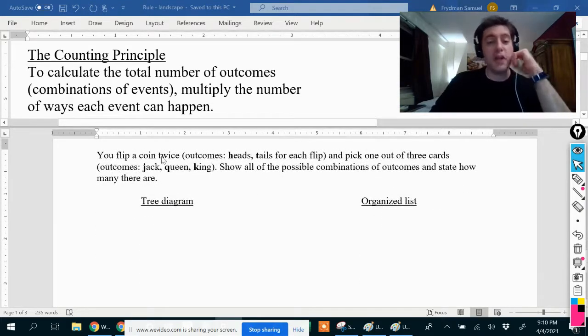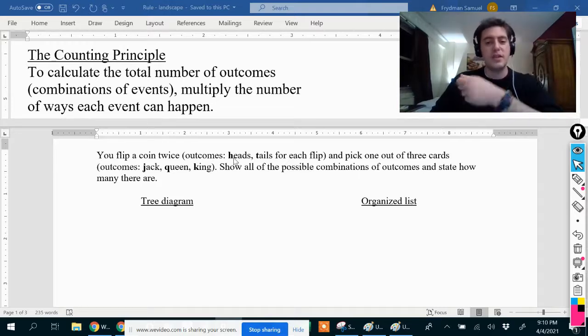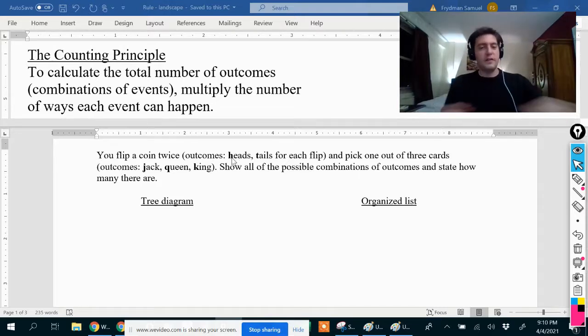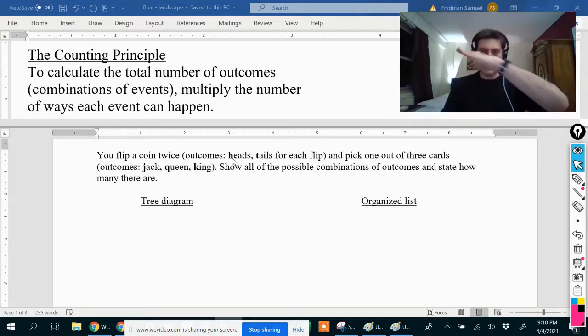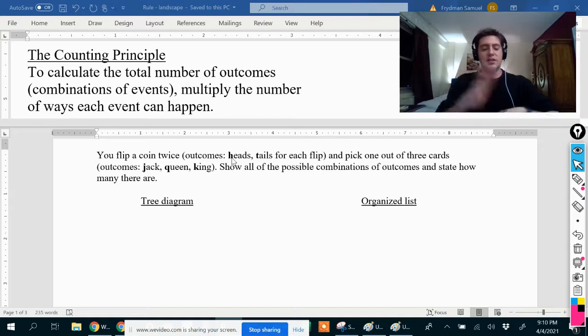This time you flip a coin twice, okay? The outcome for each of those flips is either heads or tails. So I'm going to flip this once, and I'll get either a heads or a tails, right? I got a heads that time. Then I'm going to flip it again. And again, I can either get a heads or a tails. Let's see. Oh, I got a tails that time.